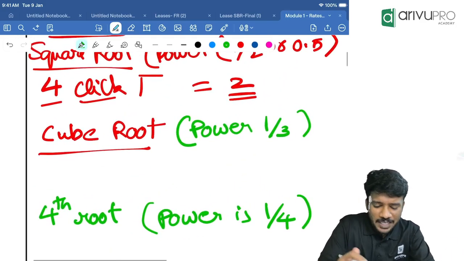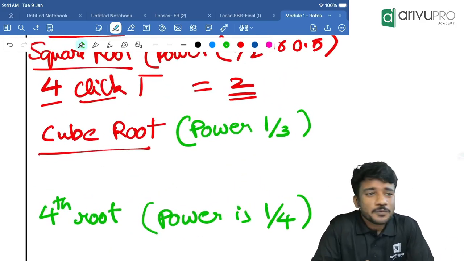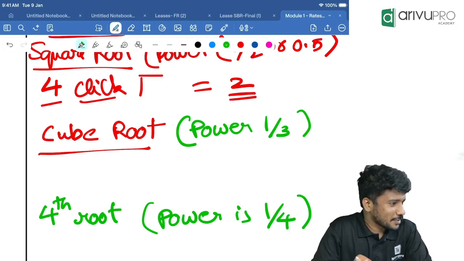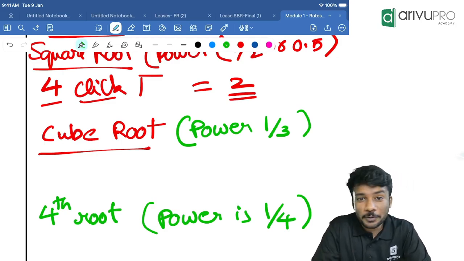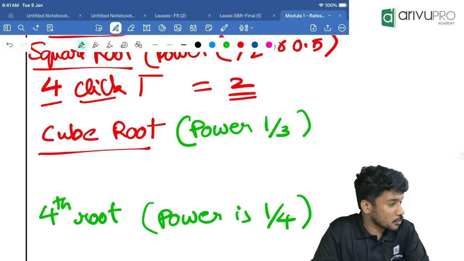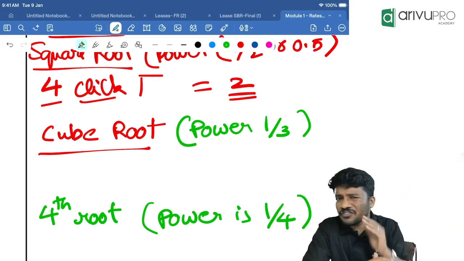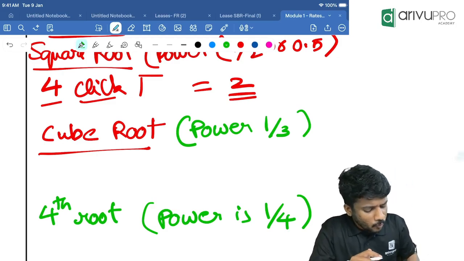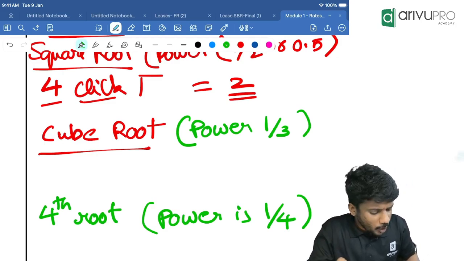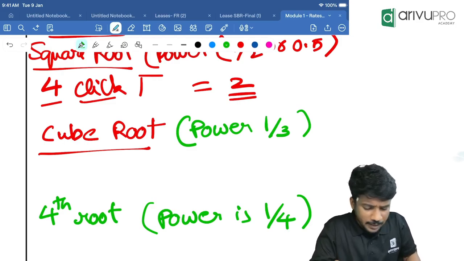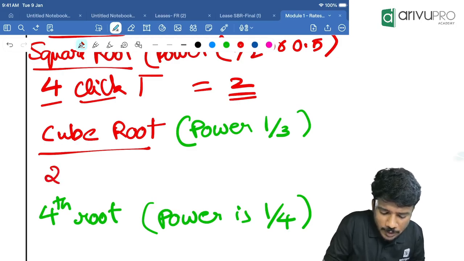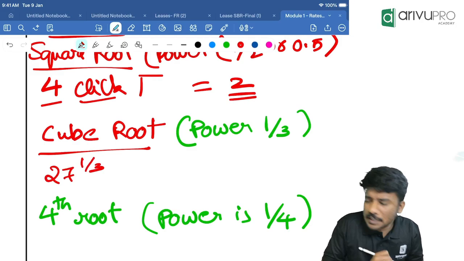Now, everyone knows the cube root of 27. 3 cube is 27, so the cube root of 27 should be equal to 3. Now we will find it using our calculator. So what will you write first? 27 raised to 1 by 3 is the question.